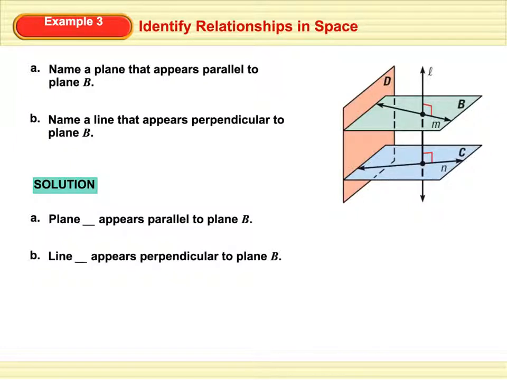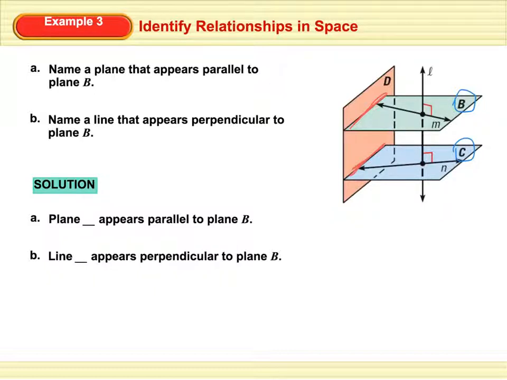Example 3. Identify relationships in space. Name a plane that appears to be parallel to plane B. You've got 3 planes here: plane B, plane C, and plane D. And remember, parallel planes are those that never intersect. And clearly, B and D intersect here. So B and D are not parallel.